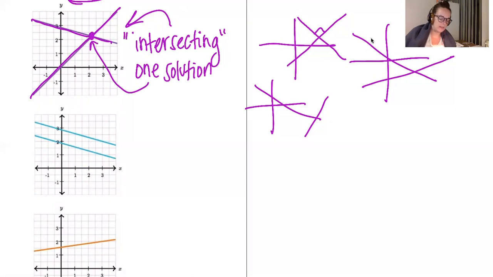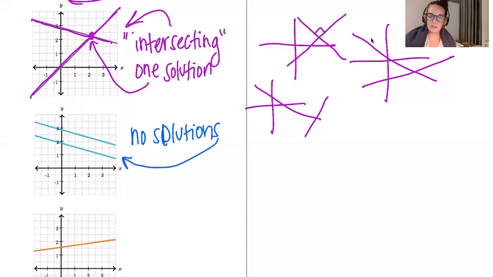Another situation we have is when two lines are parallel, which we learned about on Tuesday. If it's parallel, that means that they never touch, so there are no solutions. There are no solutions because they're never going to touch, so they can't possibly have an intersection. So these graphs would have no solutions.